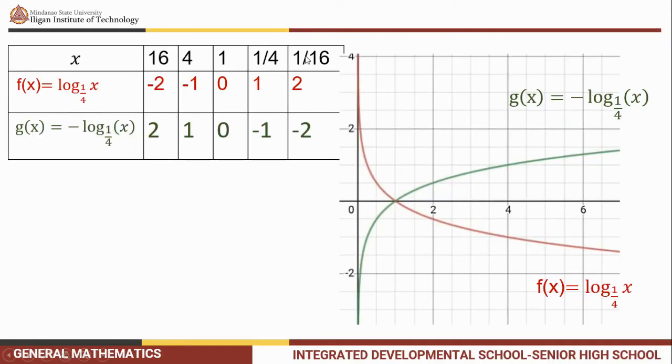So this is now the table that we have. This is for our function f and for our function g, values of y. Then we have here as our graph, we notice the red one, this is for our function f. Then we observe that kapag may negative na nasa labas, nagiging reflection na siya along the x-axis. Di ba? Nagre-reflect na siya along the x-axis. Okay?